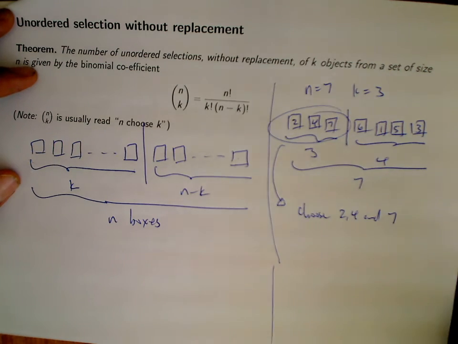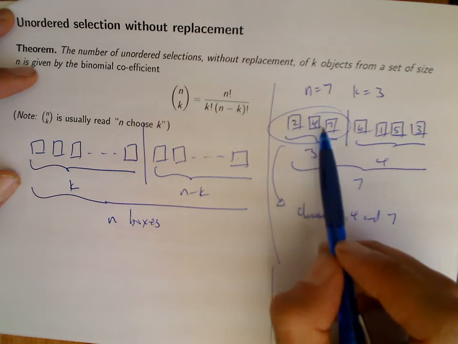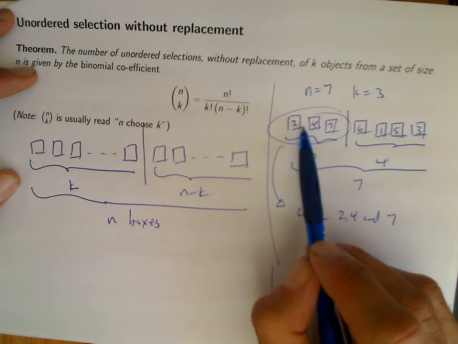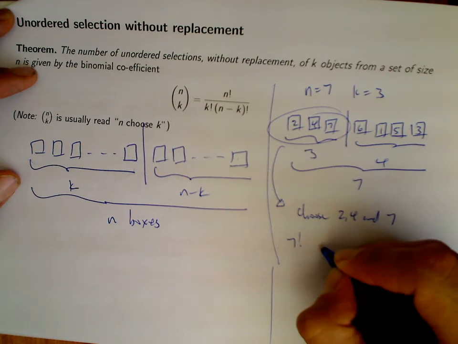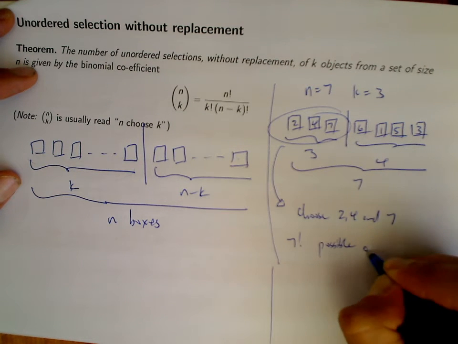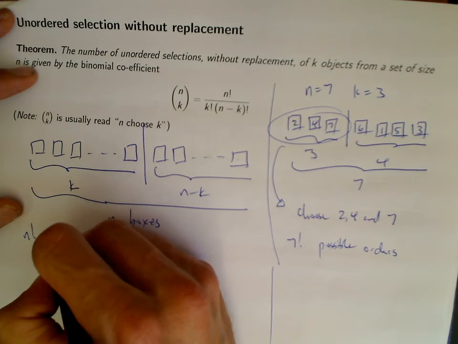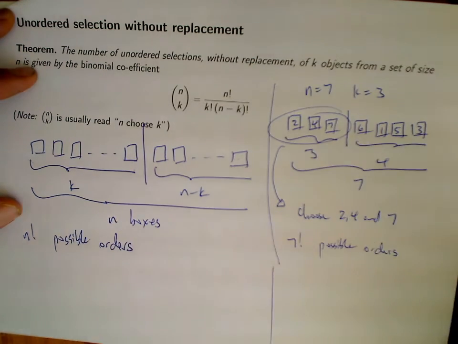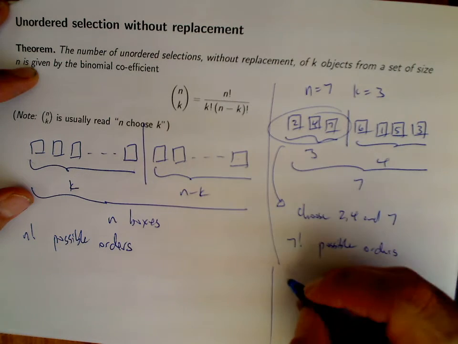So we want to use this to figure out this value here. We want to think about how many ways there are to fill in these boxes. Well, we just saw a little earlier that there's n factorial different orders to fill in these boxes. So we're going to have 7 factorial possible orders right here, and over here we'll have n factorial possible orders. That's the number of ways in which I could fill in the boxes. So the question is, how many times do I choose 2, 4, 7?